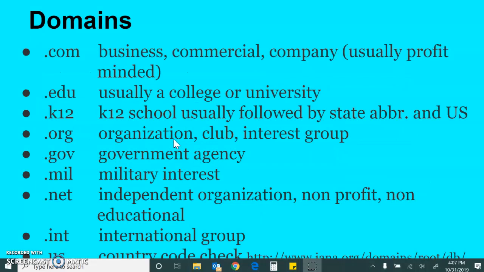So the domains, there are a lot of different domains. .com is usually profit-based and possibly less credible, not always. .edu is usually a college or university that brings with it a little more credibility. .org can be good, but remember Wikipedia is a .org, and that one's not very trustworthy because of its lack of authority. .gov is another common one, and typically those sources are fairly credible.